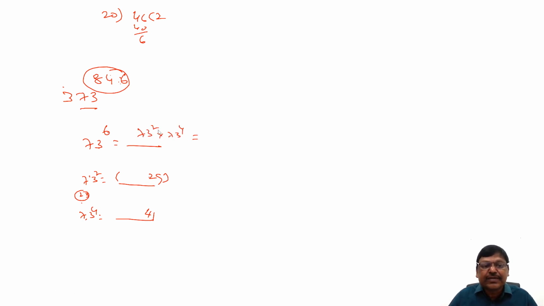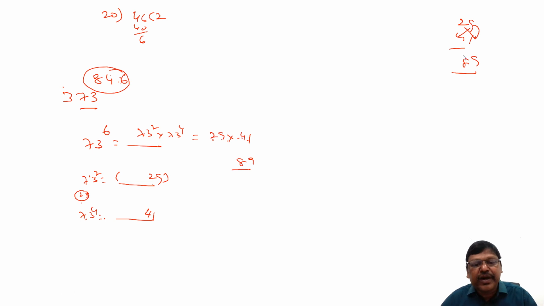So 73 power 6 is nothing but 73 square into 73 power 4. Let's say 73 square is 29 and 73 power 4 ends with 41. Multiply 29 into 41. 1 into 9, 9. 1 into 2, 2 plus 36, 38, so 89. Am I clear? If you write like this, first step as I said is 9. Second step is cross multiplication, 2 plus 36, 38. I don't want the entire multiplication. Just stop once you get the last two digits.